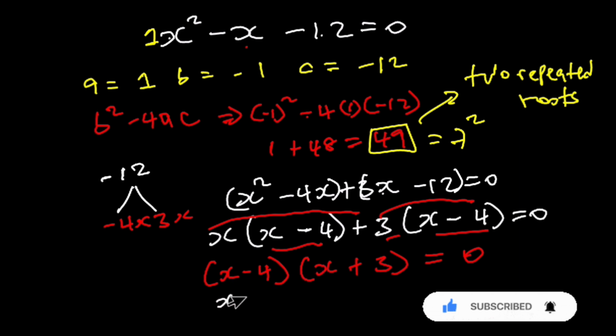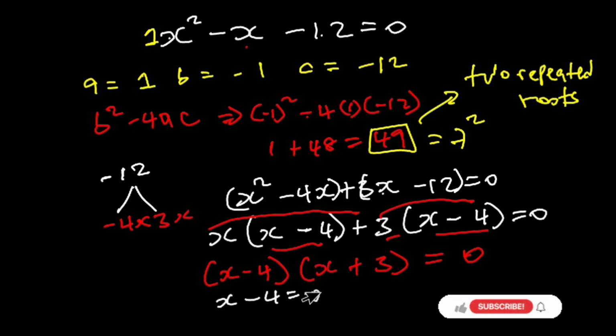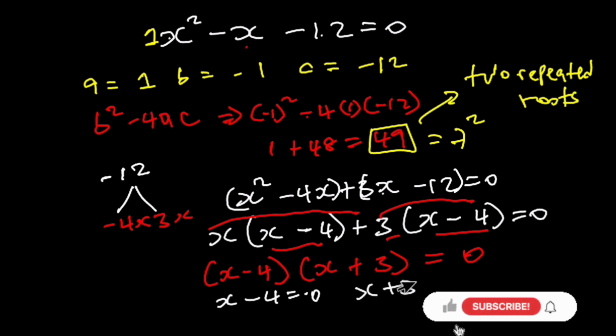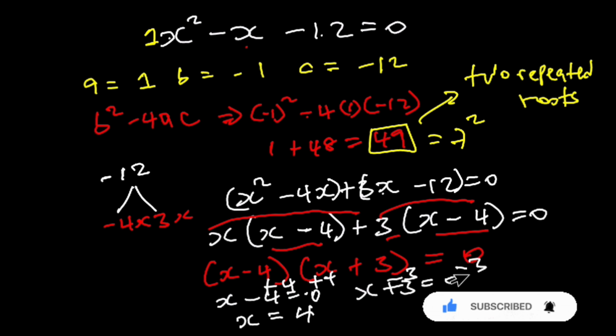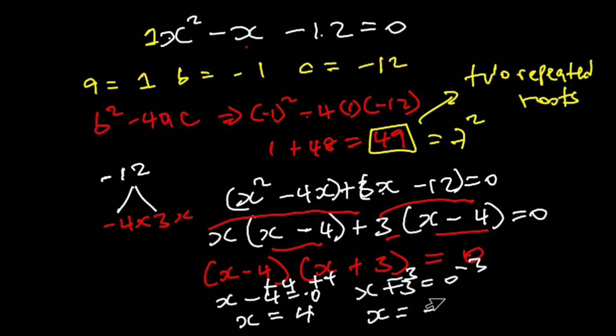So we have that x minus 4 is equal to 0, or x plus 3 is equal to 0. So x is equal to 4 by adding 4 to both sides, and then here by subtracting 3 from both sides, we have that x is equal to -3. And then this is the answer for this first question. So let's go ahead and solve the second question.